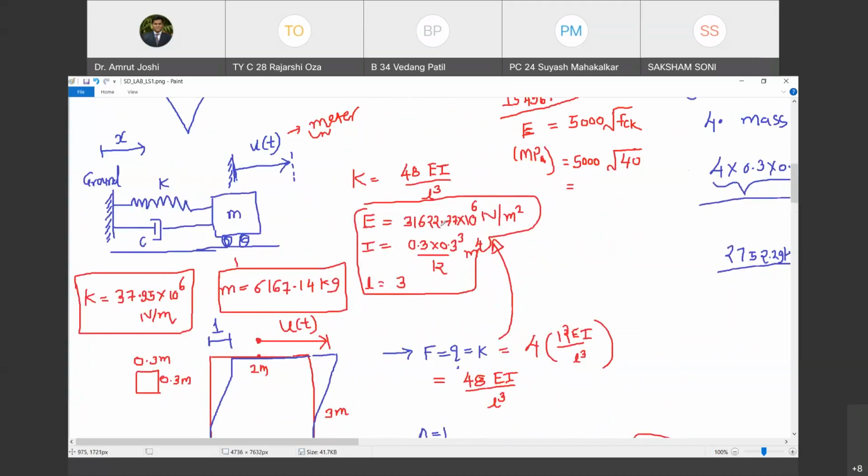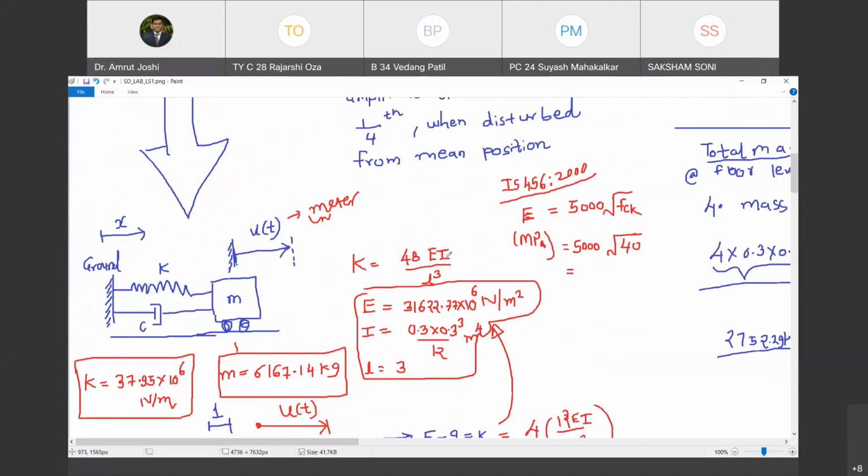This is very simple. You can find out the unit simply by substituting the units of EI/L cubed. What is the unit of E? Newton per meter square. What is the unit of I? Meter raised to 4. And what is the unit of length? Meter cube. So the meter raised to 4 divided by meter square leaves meter square. So Newton meter square upon meter cube is nothing but Newton per meter.